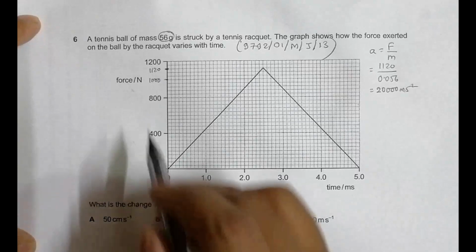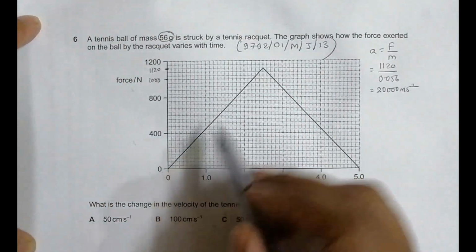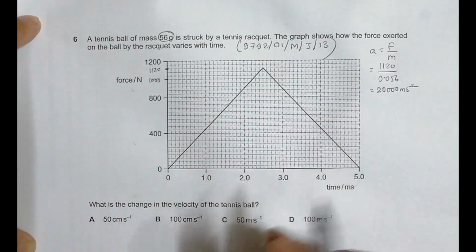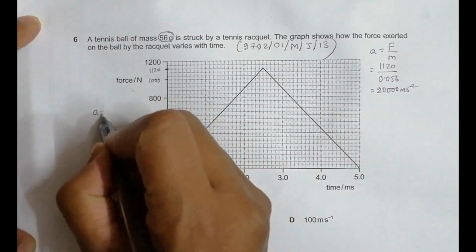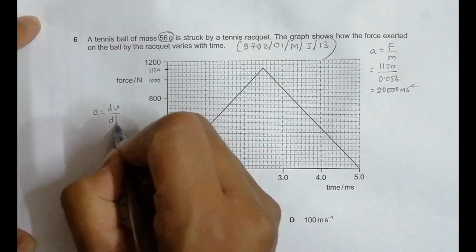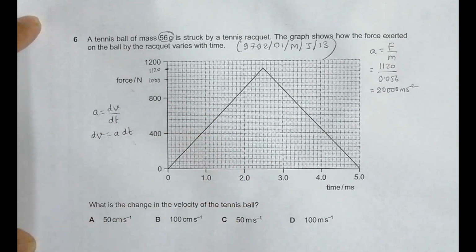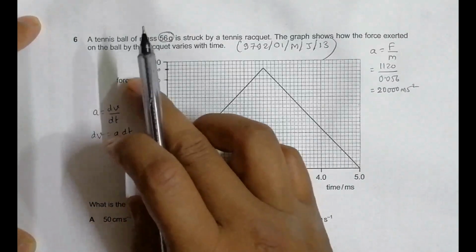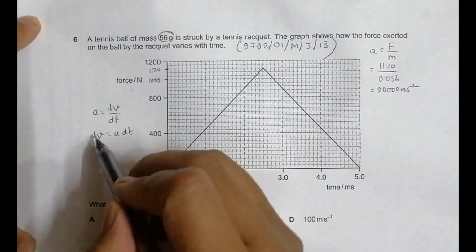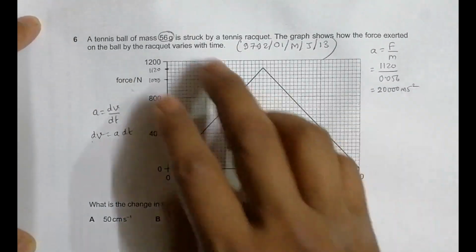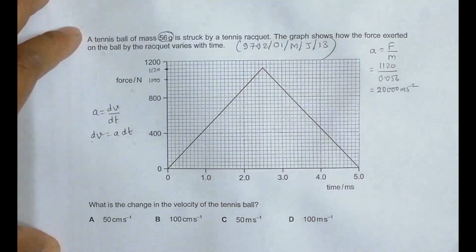Now if I replace this force with acceleration, the graph now will go from 0 to 20,000 and then again to 0. According to our relation a equal to dv/dt, this gives us dv equal to a into dt. So if we have a graph of acceleration versus time, the area covered gives us the value of change of velocity. So in this graph, the whole area covered will give us the change of velocity.